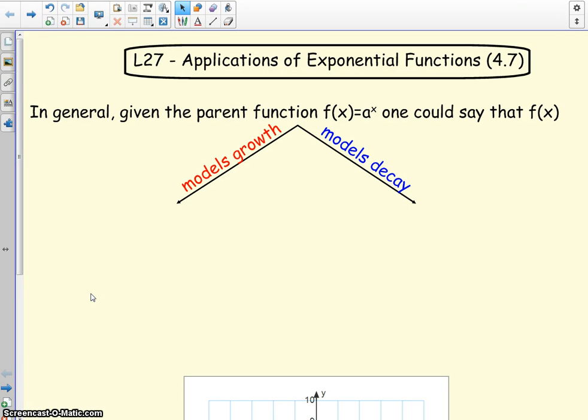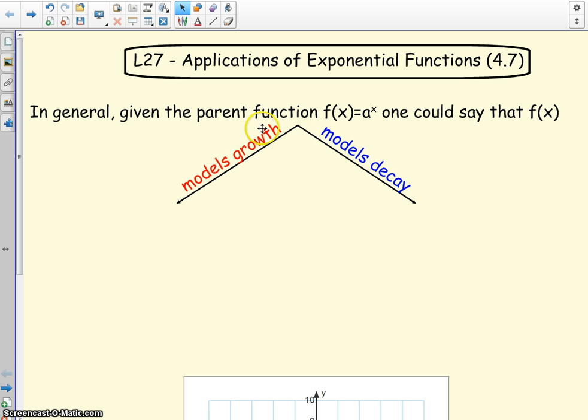Alright, so we're going to finish off the exponential functions unit by looking at applications and word problems. So a couple things you need to look at before we start going into that. Just to recap, when we're looking at a parent function, so one of the form f of x equals a to the x, so no transformations done to it, just the plain parent function.